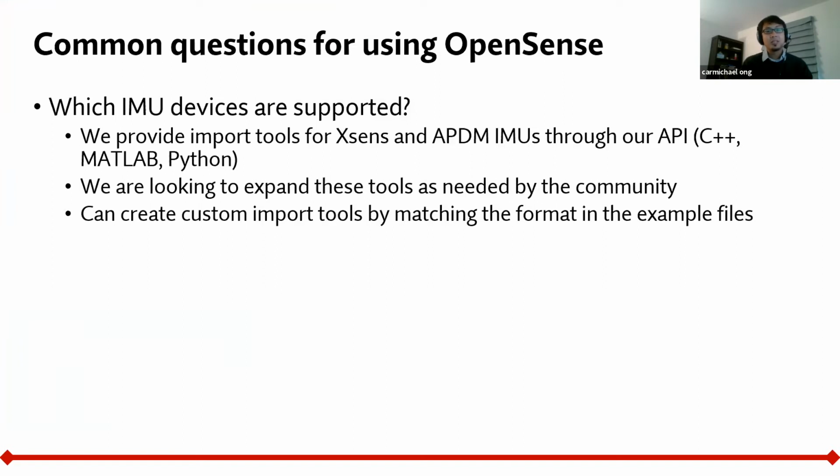And I'll go into some common questions that we see from OpenSense users about using OpenSense with their own data. And the first question is, which IMU devices are supported? We currently provide tools to import data from XSens and APDM IMUs through our C++, MATLAB, and Python APIs. And we're looking to expand these tools based on the needs of the community.